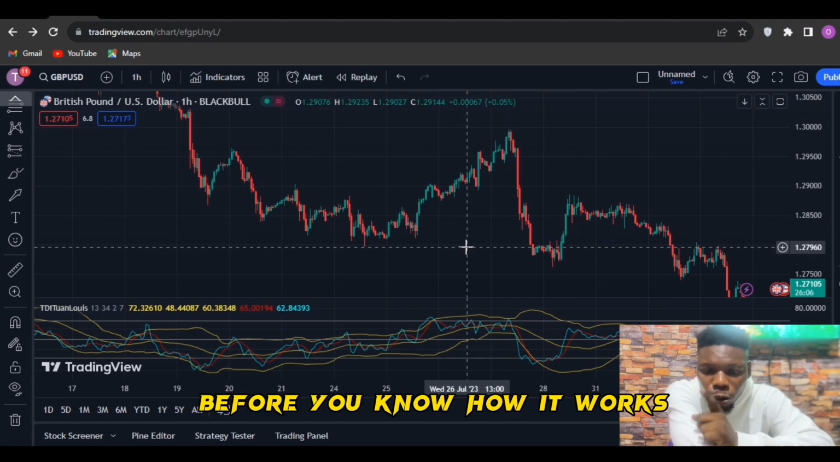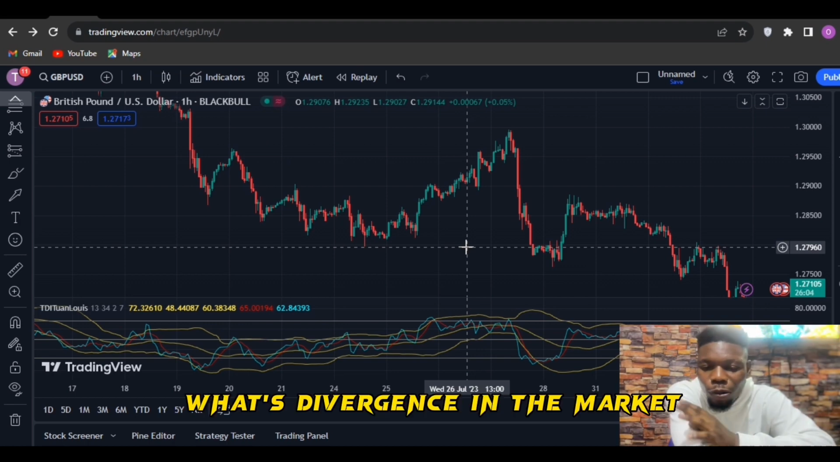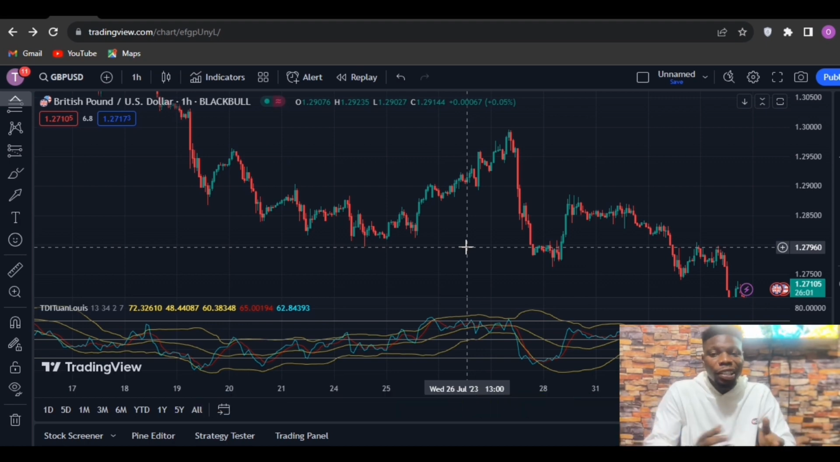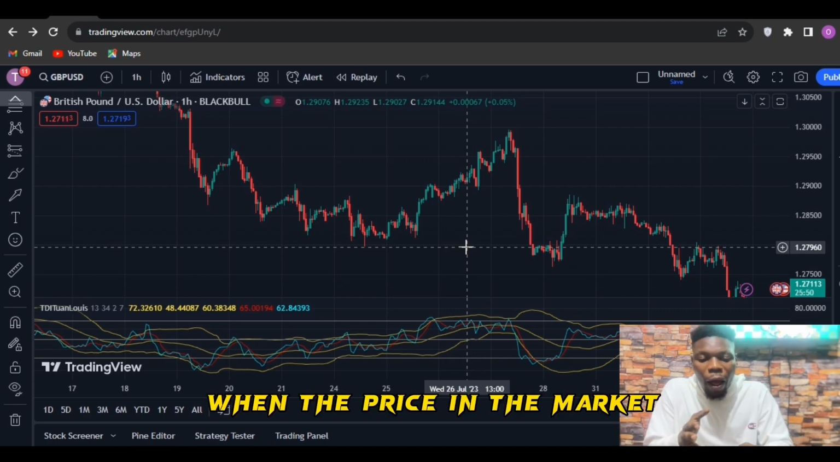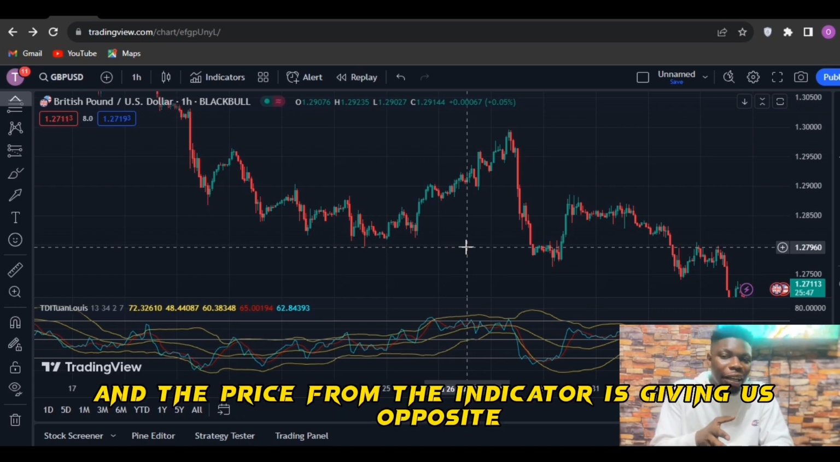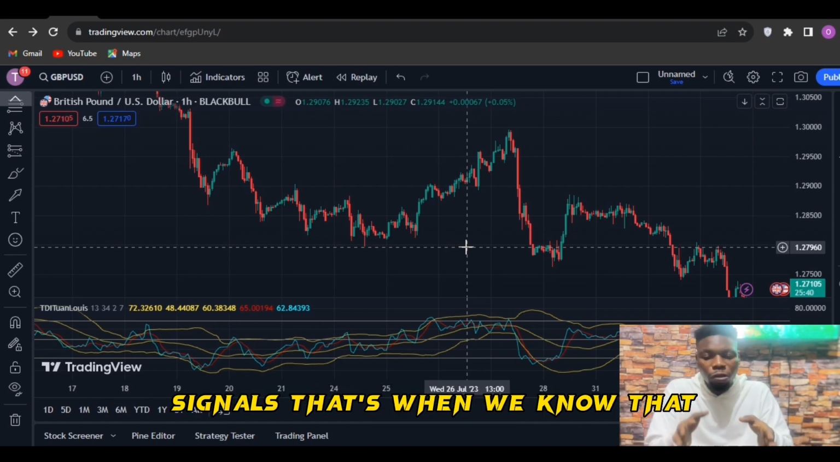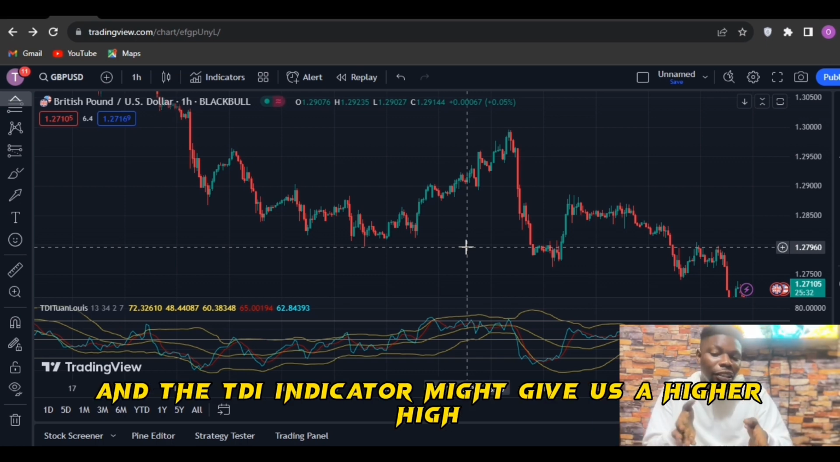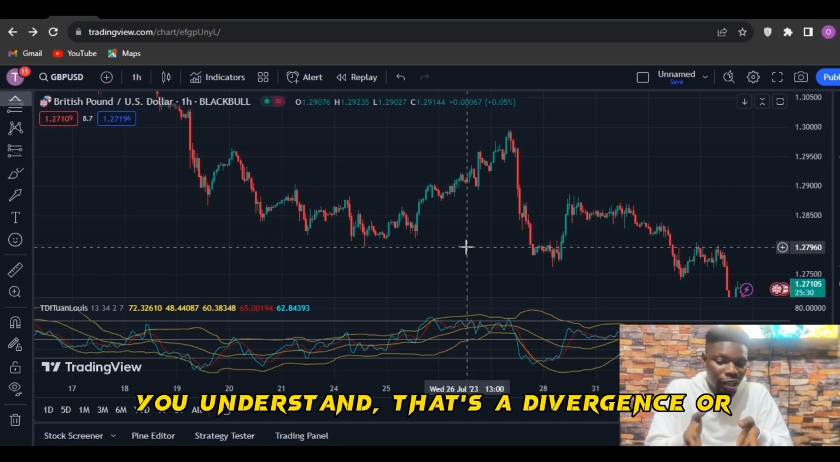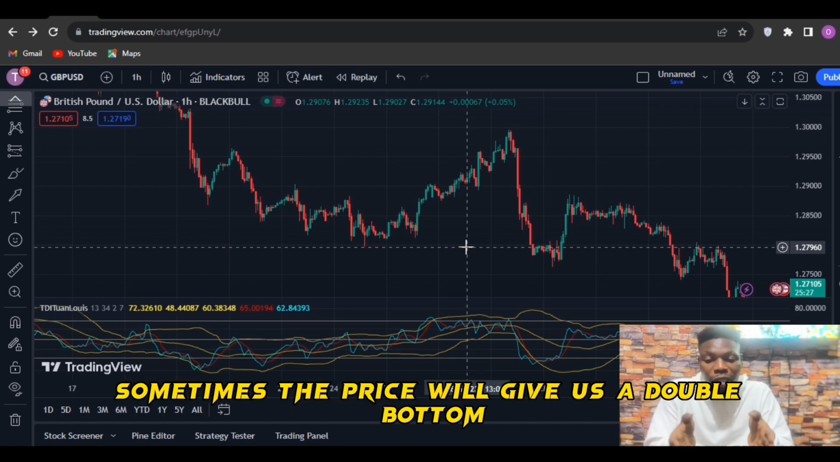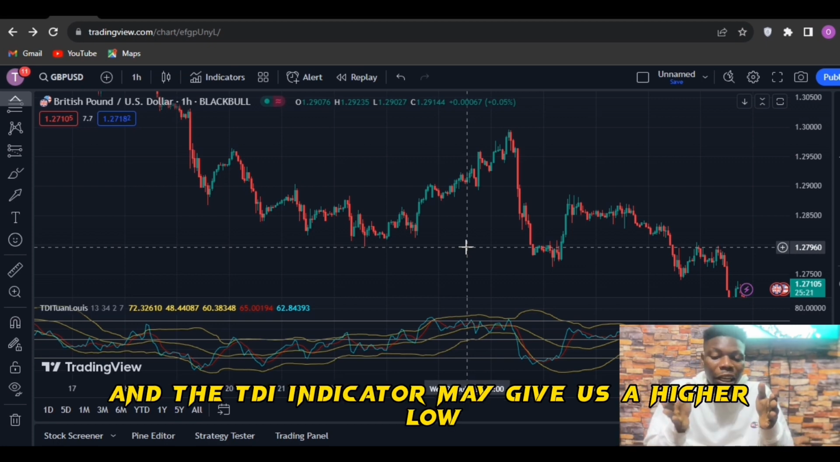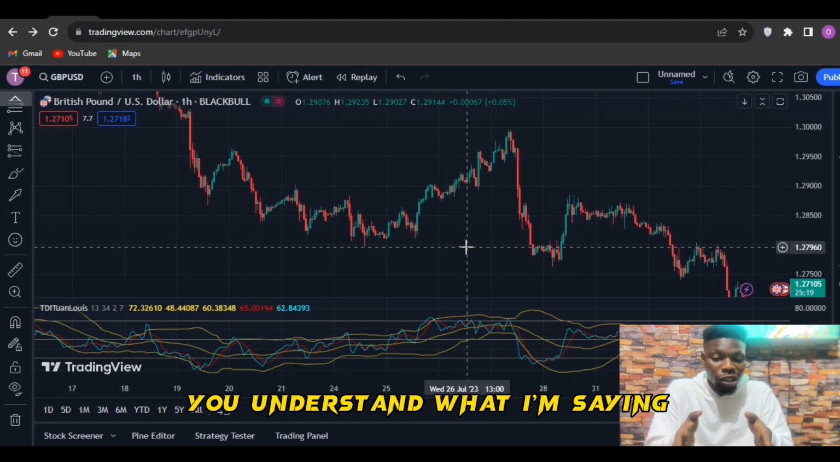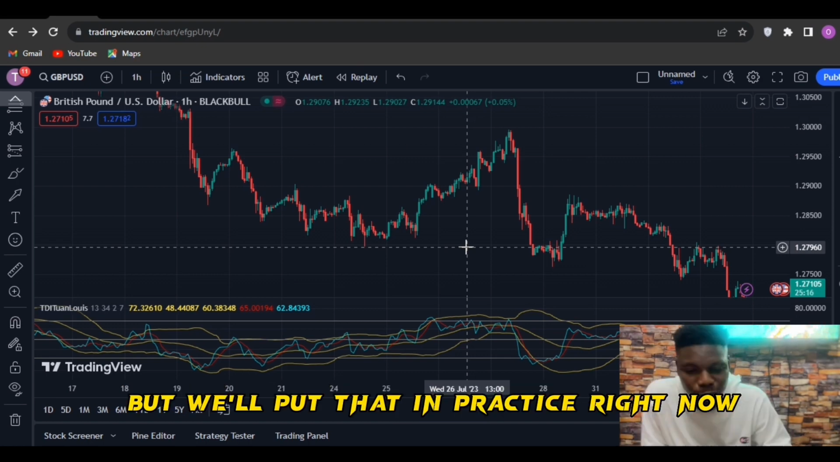First, before you know how it works, you need to understand what a divergence in the market is. A divergence basically means when the price in the market and the price from the indicator are giving us opposite signals. That's when we know that there's a divergence. Understand? Sometimes the price might give us a lower high and the TDI indicator might give us a higher high. That's a divergence. Or sometimes the price may give us a double bottom and the TDI indicator may give us a higher low. You understand what I'm saying? We'll put that to practice right now.